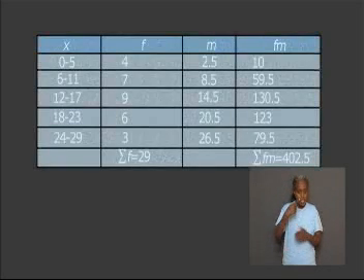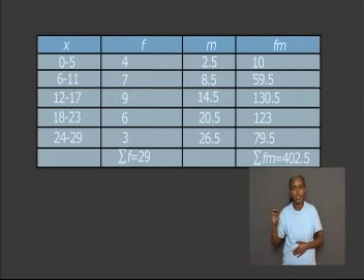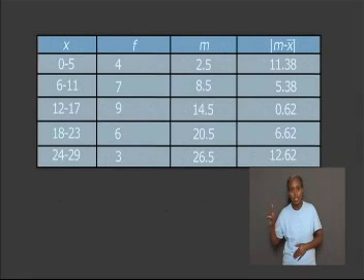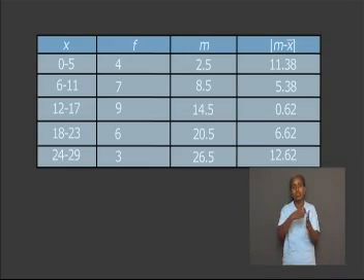The next step is to find the mean. Multiply each midpoint by its frequency and divide this by the total frequencies. The mean of this data set is 13.88. Next, find the deviations about the mean by subtracting the mean from the midpoint values. Remember that all of these deviations have absolute values.